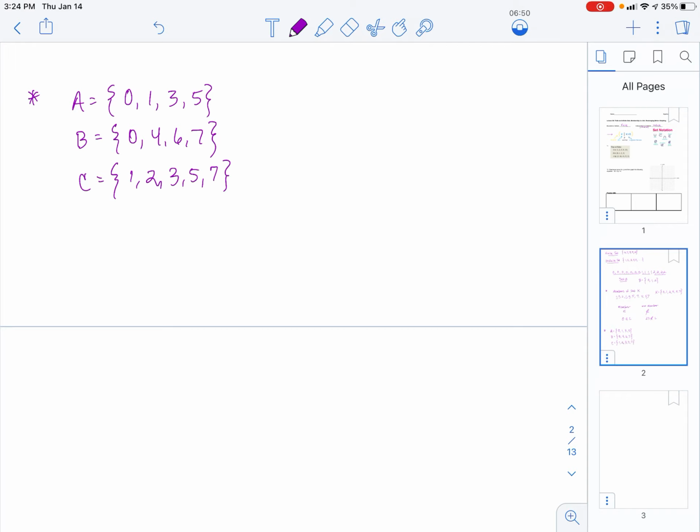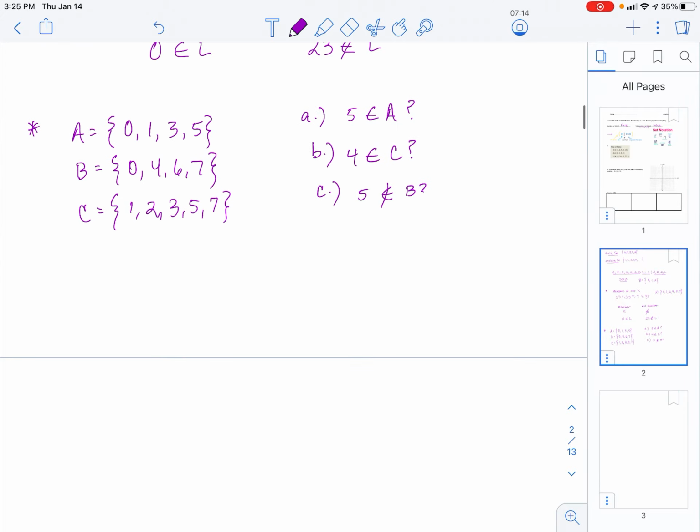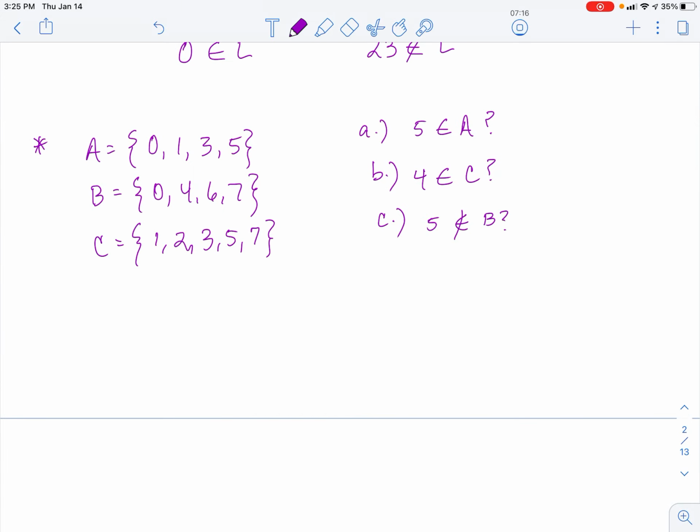Okay, so which are true? I'm going to give us 3 things to look at here. Is 5 a member of set A? Is 4 a member of set C? Is 5 not a member of set B? So there are 3 questions we want to answer true or false to.